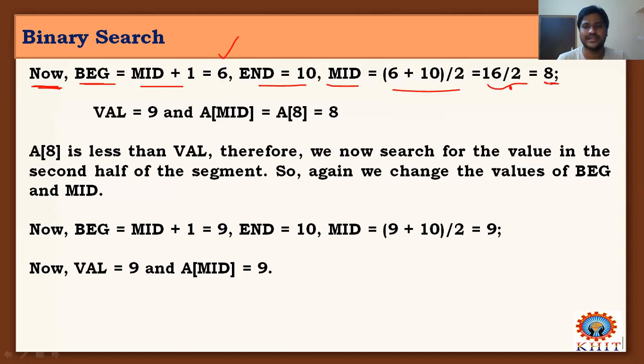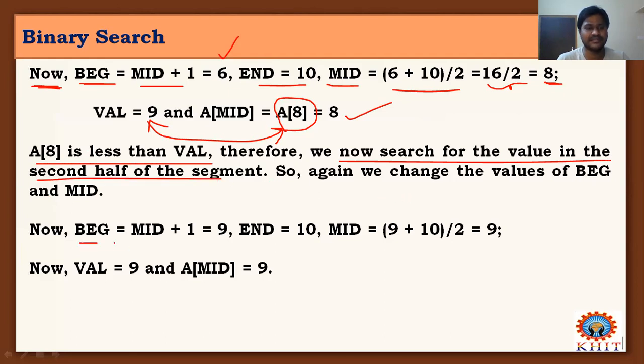So that is index 8. We go to index 8, and that element is 8, and compare the search element with this element. They do not match, so 8 is less than the search value. Now we search for the element in the second half of the array from that position.